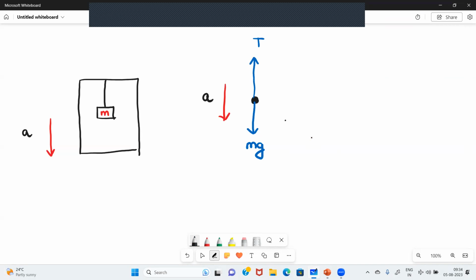So can you tell me what is the net force? Yeah, net force. The downward force is greater than the upward force. So what is mg? Yeah, that is ma. Net force is equal to ma. Very good.